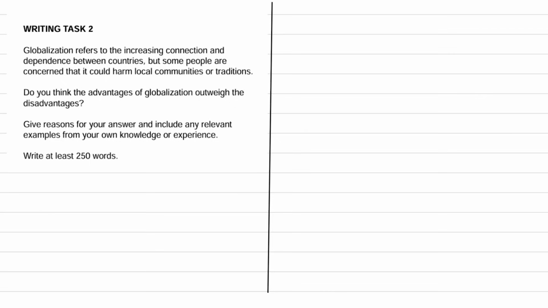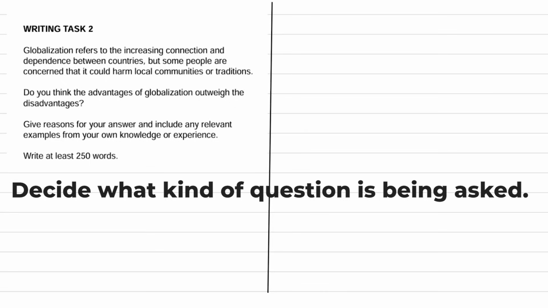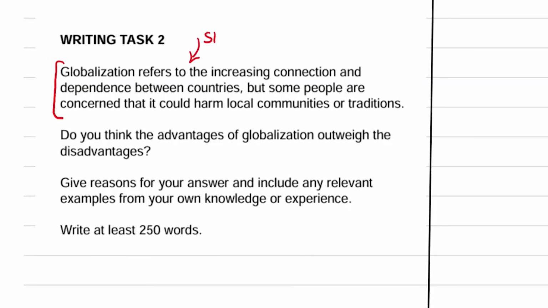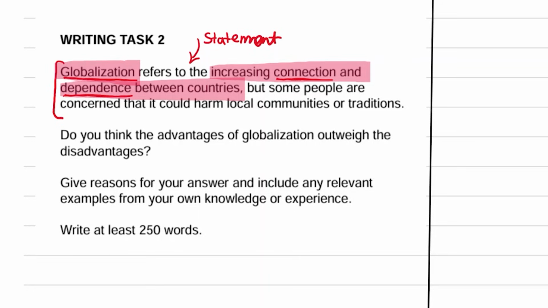The first thing to do when you start writing task 2 is decide what kind of question is being asked. As you can see, there is a statement that is a sentence or two long. It's about a topic that is common in the world today. This one has a word that might be new, globalization. However, if you read the statement carefully, you can see that the word is defined. Globalization refers to the increasing connection and dependence between countries, but some people are concerned that it could harm local communities or traditions. These questions are not trying to trick you with fancy vocabulary. They're trying to judge your English writing ability.